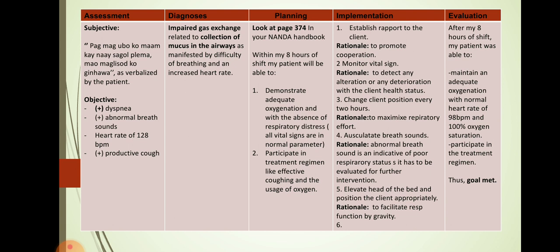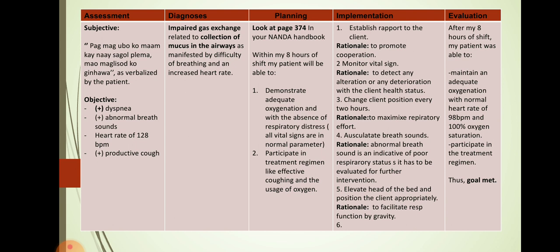So this planning, guys, you can see it and you can read that by yourself in your NANDA handbook, okay? So now your implementation, as what I've told you guys during my past lecture, every time you intervene, every time you create an implementation, there must be a corresponding rationale. Like, for example, you can actually create independent, dependent, and collaborative nursing interventions.